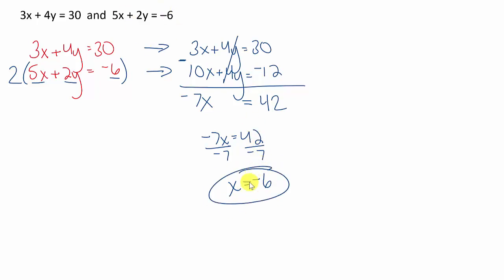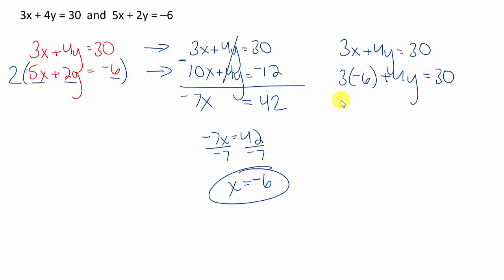Again, we do have to find y, so I'm going to take this x equals negative 6, and I'm going to plug it into either one of my equations. It doesn't matter, so I'm just going to use the first one, which is 3x plus 4y equals 30, and in place of that x, I'm going to put negative 6.